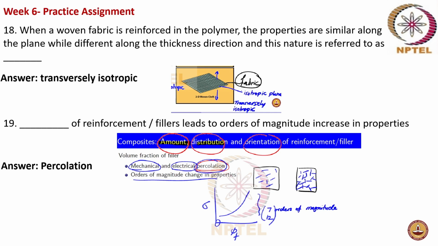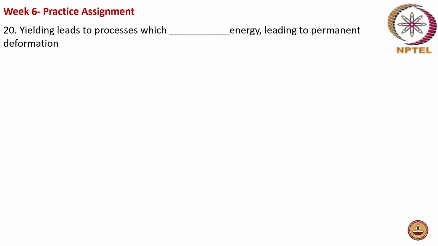Okay. Now let's go on to the next question. Yielding leads to a process which dash energy leading to permanent deformation. So, what does yielding cause? That leads to permanent deformation. Yielding is a plastic phenomenon, correct? Yes. So, what happens to the energy in that case? Does it get stored or does it get lost? Or there will be no change with respect to energy? What happens?